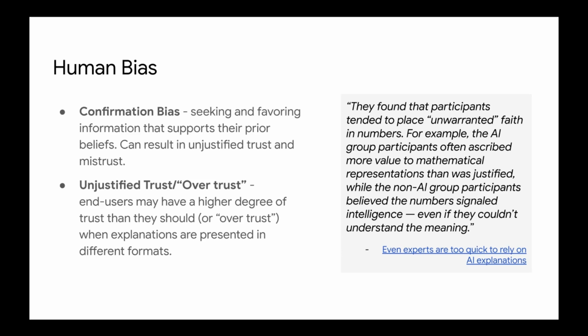If a model is predicting something that you believe to be true, then you're less likely to interrogate it and question the model behavior. Whereas if it predicts something that you feel goes against your domain expertise or what you believe, then you're more likely to question that behavior and to do a deeper investigation of it. And this can lead to unjustified trust. It can lead to mistrust as well as overtrust.